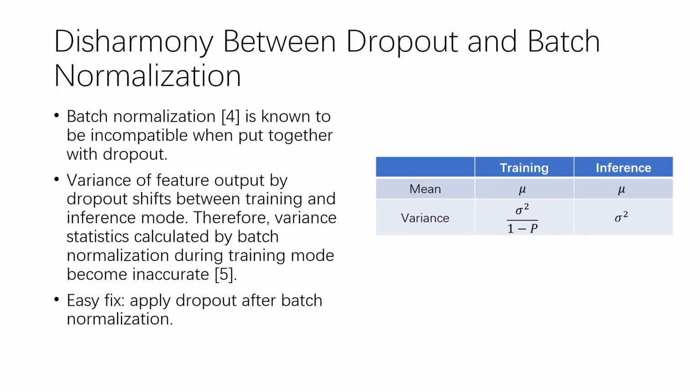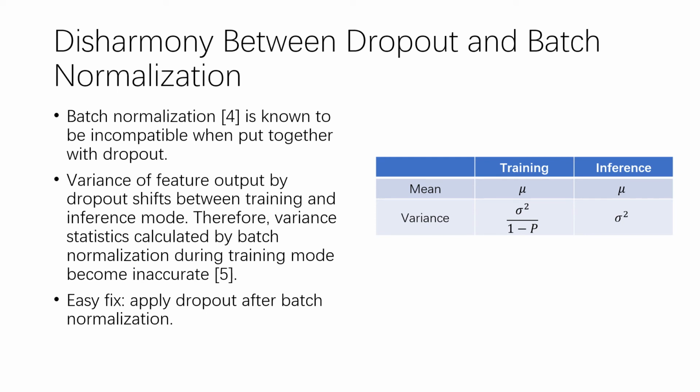Another problem about dropout is its disharmony with batch normalization. Batch normalization is a deep learning technique for accelerating the convergence of training, and it also has some effect of reducing overfitting. But in the original batch normalization paper, the authors found that batch normalization could be incompatible when put together with dropout. So what is actually happening here?